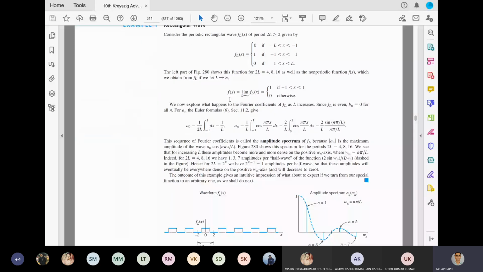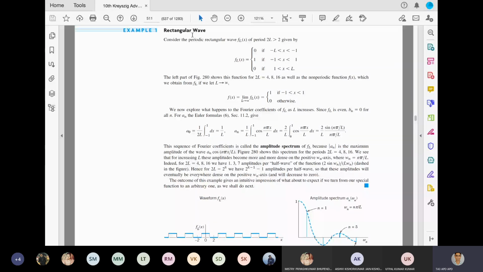So I'm taking this example of the rectangular wave, which you have already studied previously. Let us see that this wave is defined in this periodic manner, where the value of the wave is 0 between minus L to minus 1 and 1 to L. So basically it looks like this over here. Between minus L to minus 1 it is 0, and 1 to L it is 0. But in between, it has value 1.